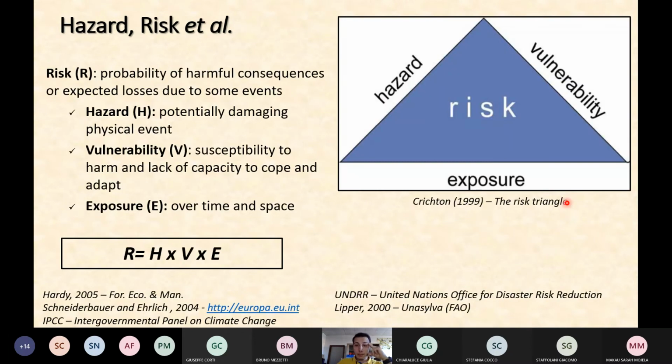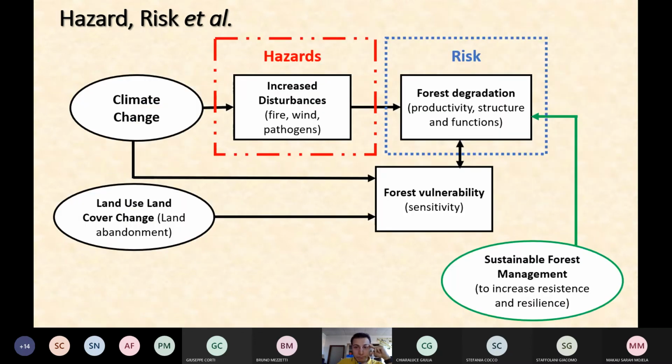So we can now, through the presentation, I mentioned a lot of terms like disturbance, risk, vulnerability, and degradation. Now I'll try to make an explanation of these terms.